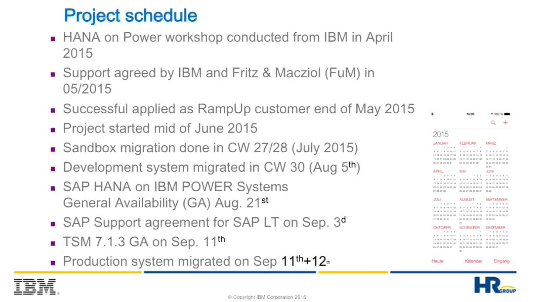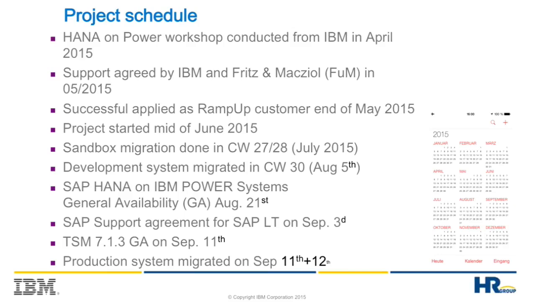Project schedule. I think we had covered most of them. So the customer agreed to ramp up in April. We started then in May. We set up the project in June, and we did the first sandbox migration from the production system at the end of July. That means two weeks before the official GA.